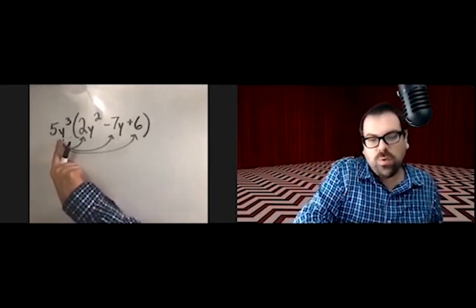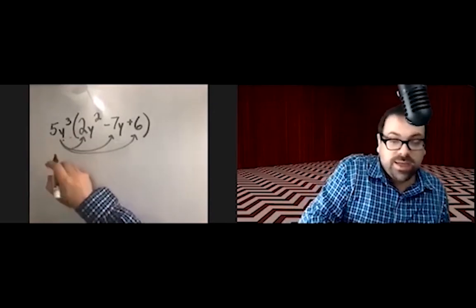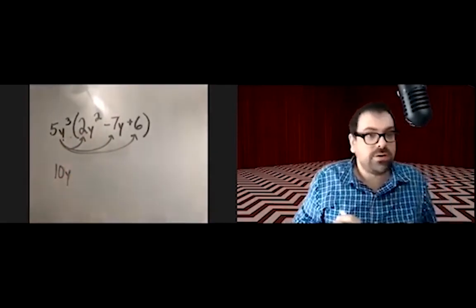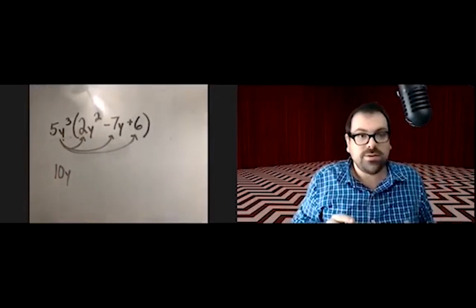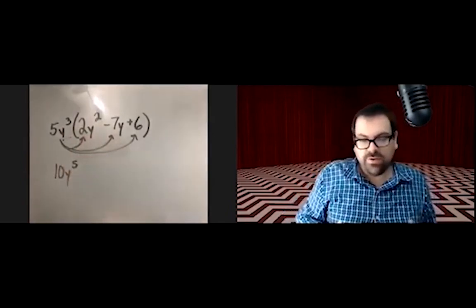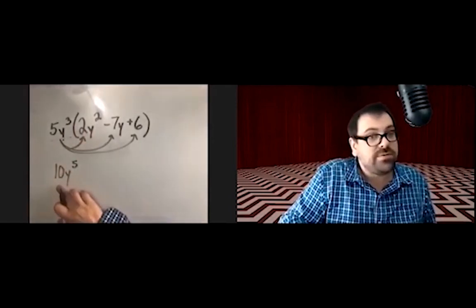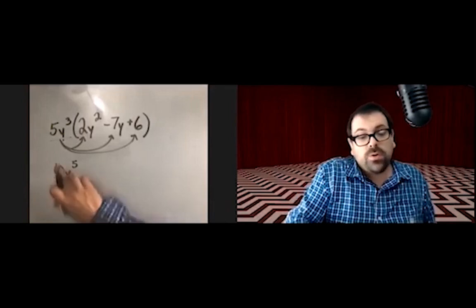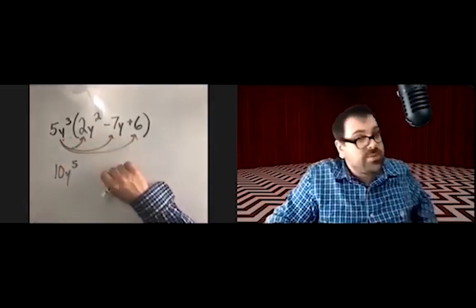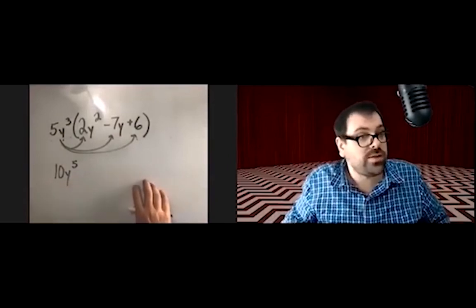So 5y cubed times 2y squared would be 10y to what power? Not 6th, 5th. 3 plus 2 is 5. That's the first term. Positive times positive is positive. What's the second term going to be? And by the way, since there are 1, 2, 3 terms in this distribution, our answer is going to have 1, 2, 3 terms.